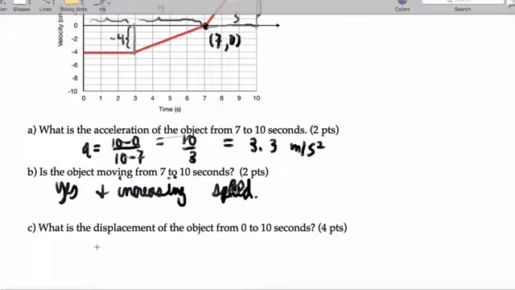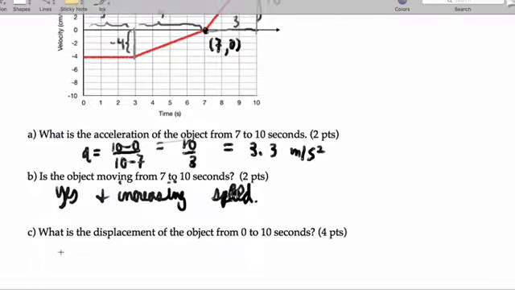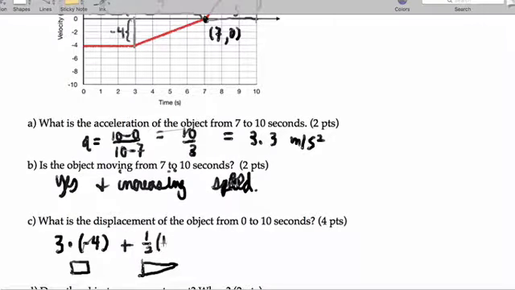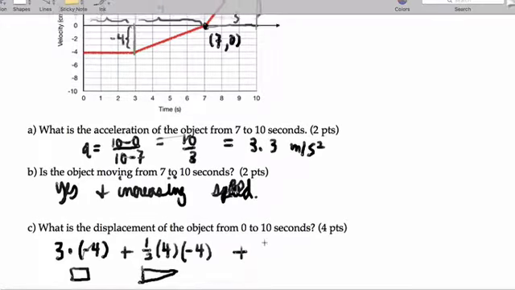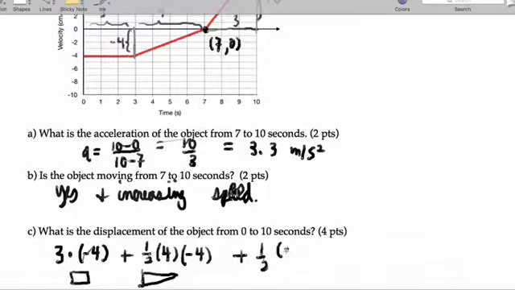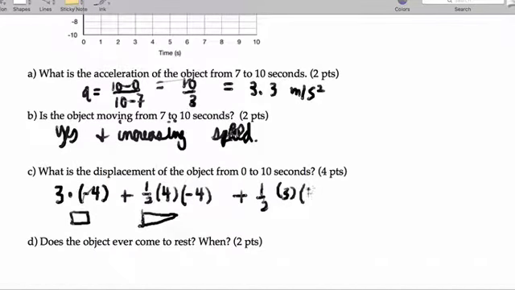So let's go ahead and calculate all these displacements. So that's going to be 3 times -4. That's the rectangle part, plus, here's the upside down triangle part, 1/2 times 4 times -4, plus 1/2 times the base of 3 times the height of 10.